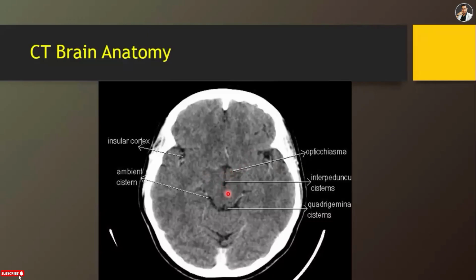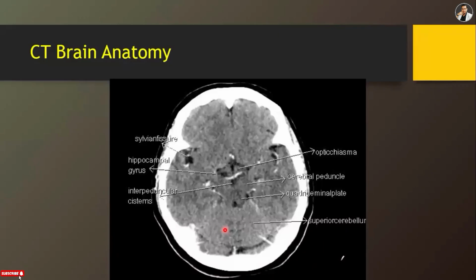This is the interpeduncular cistern. Cistern is the area where water is present. This is the quadrigeminal cistern. Next slice is the Sylvian fissure. Hippocampal gyrus, ambient cistern, optic chiasm, cerebral peduncle, quadrigeminal plate, superior cerebellum. Here we have the cerebellum, superior cerebellum. This is the temporal lobe, and this is the frontal lobe.